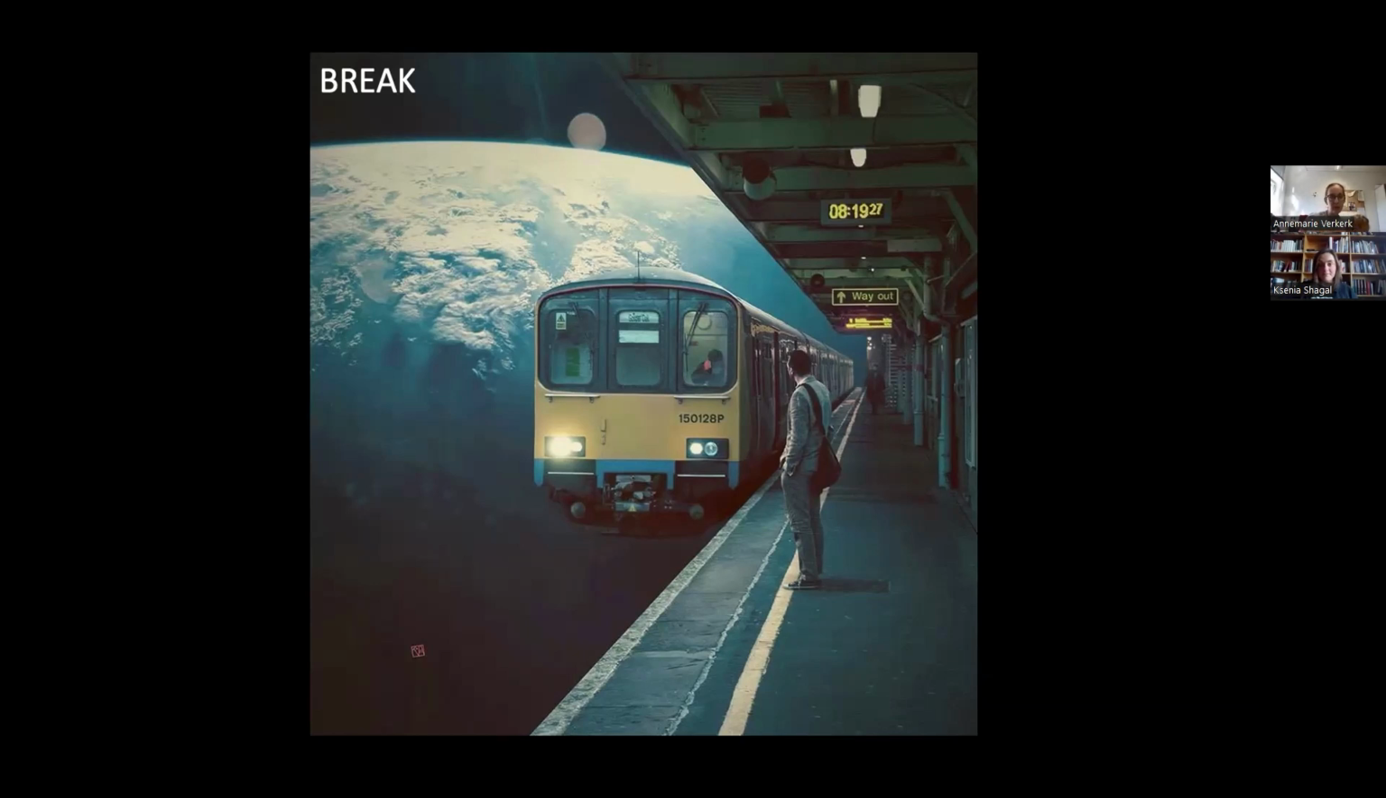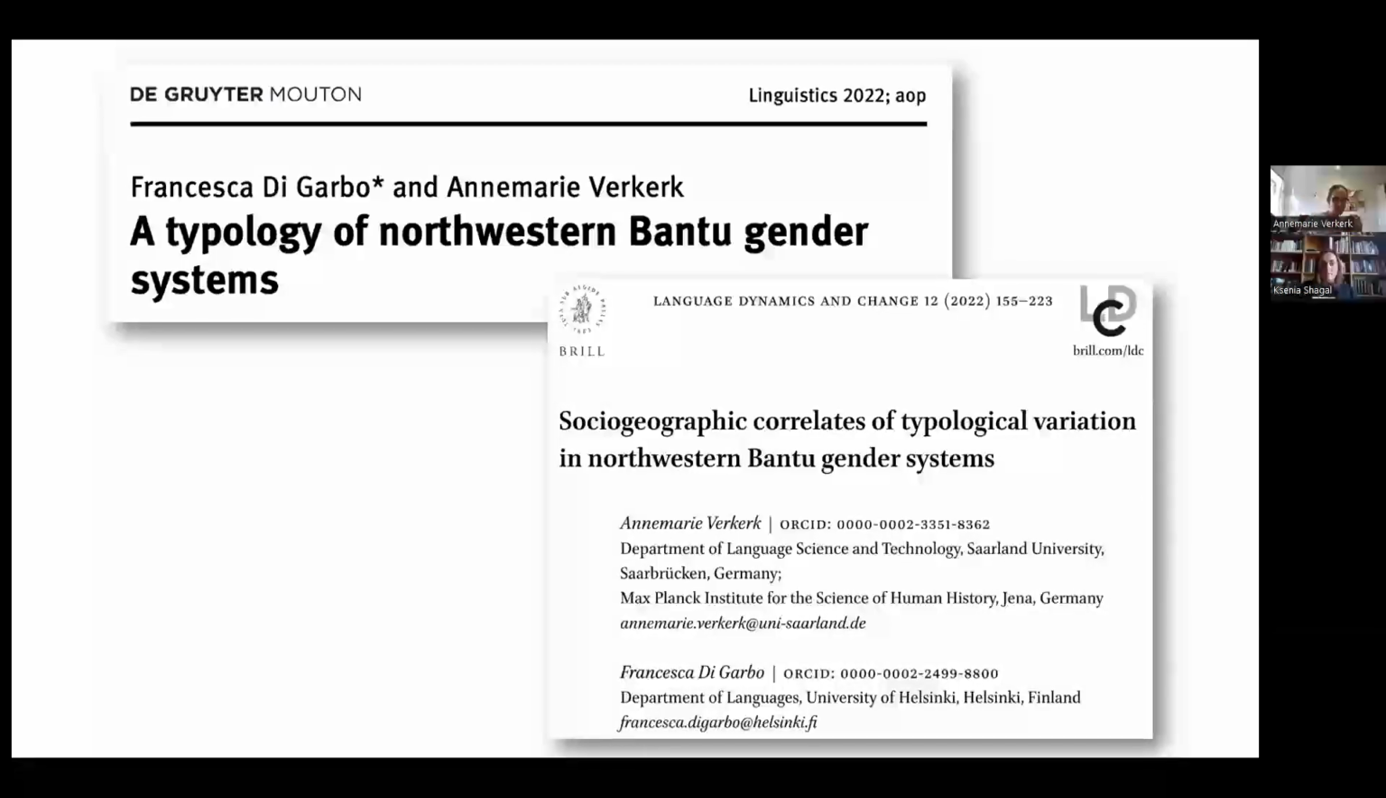Okay, we still have quite a bit to cover and we are running out of time. So we're going to start with this work on Bantu gender.